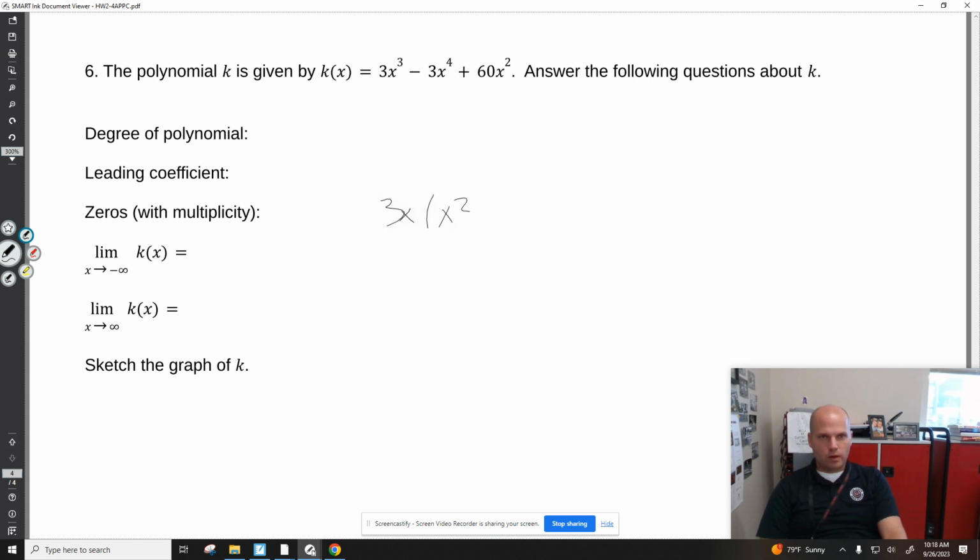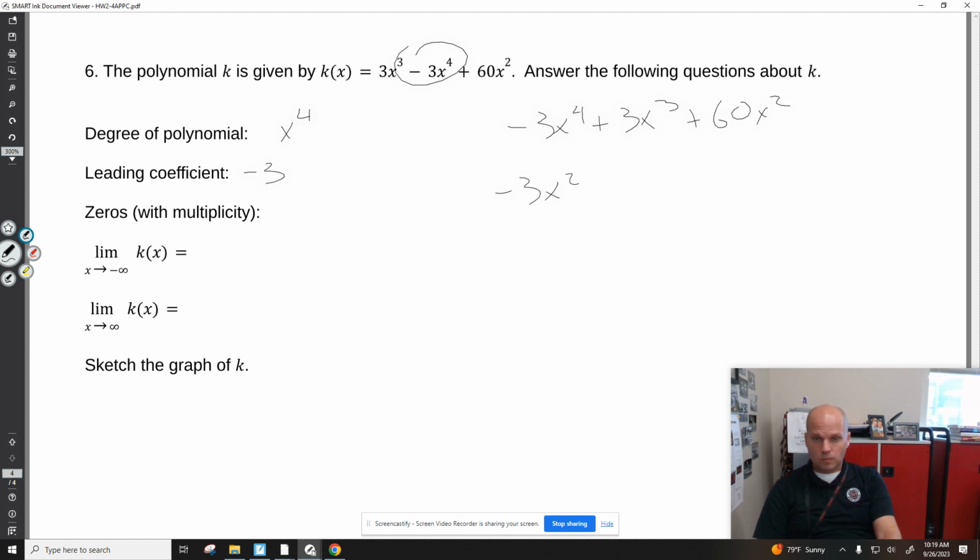3x, x squared minus, oh, look at that tricky one. Never mind. It's a negative x to the fourth. Rewrite this. Okay, factor this.